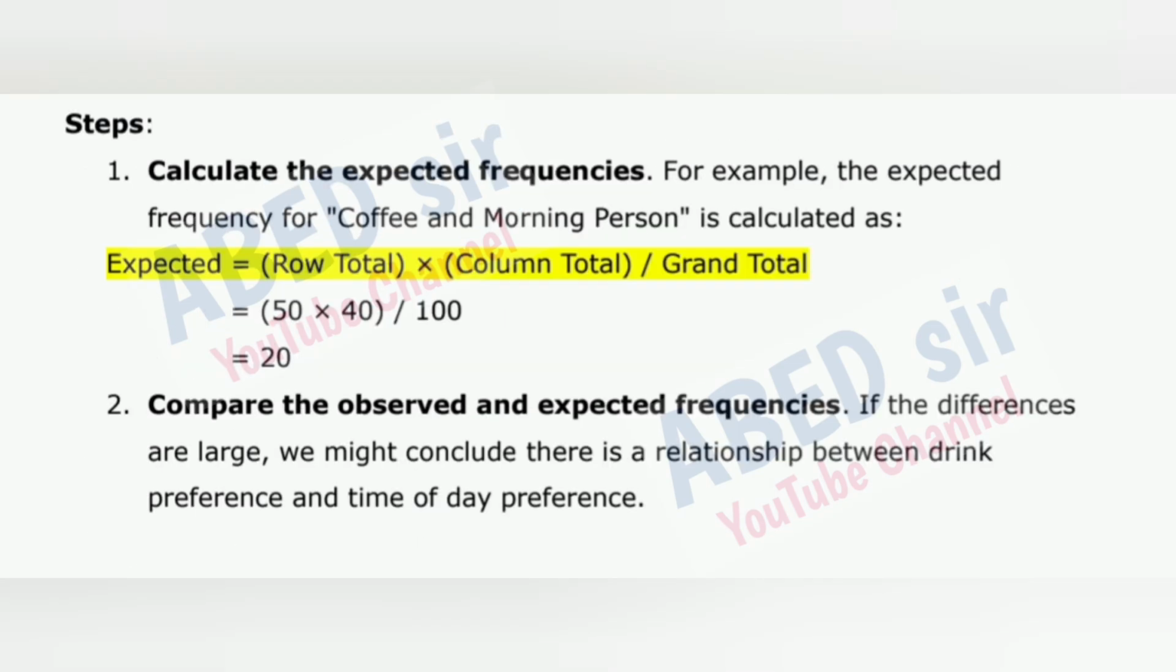Steps. 1. Calculate the expected frequencies. For example, the expected frequency for coffee and morning person is calculated as expected equals row total times column total divided by grand total, which is 50 times 40 divided by 100, equals 20. 2. Compare the observed and expected frequencies. If the differences are large, we might conclude there is a relationship between drink preference and time of day preference.